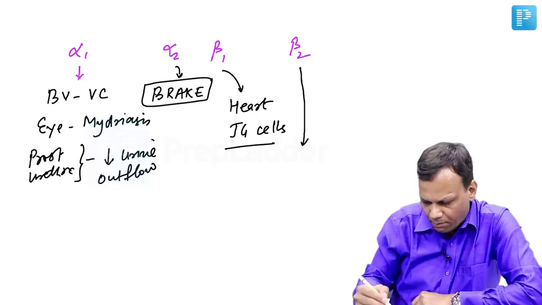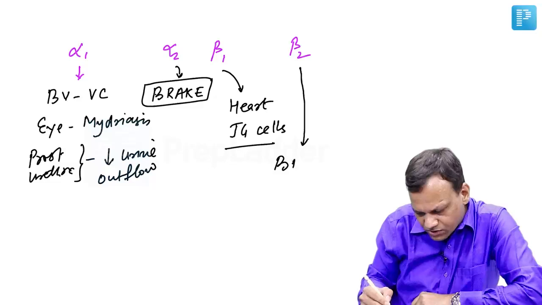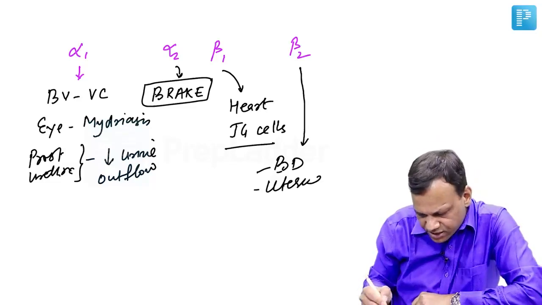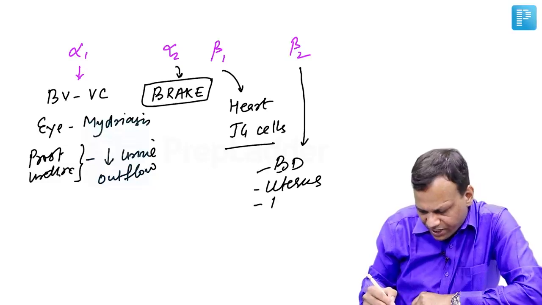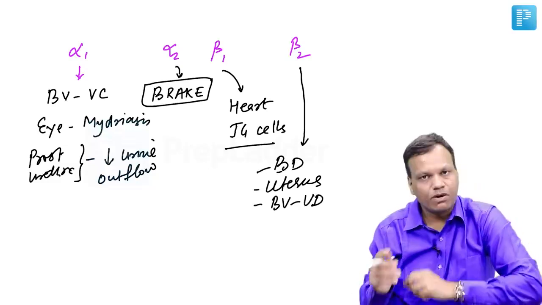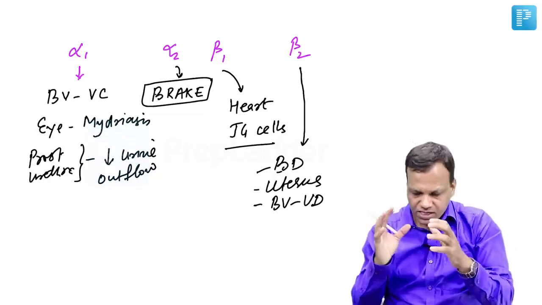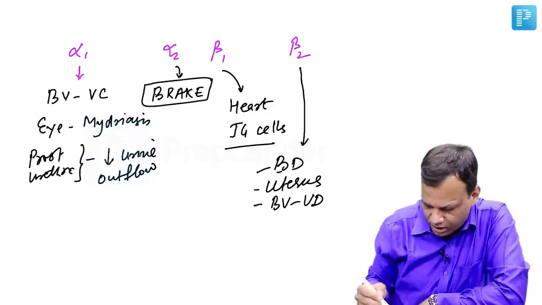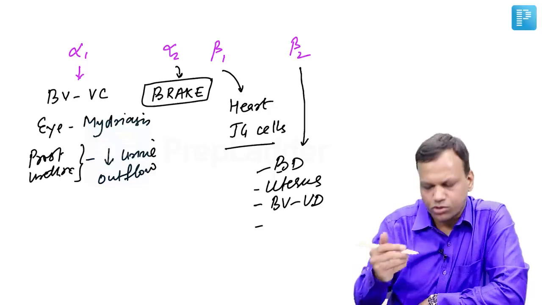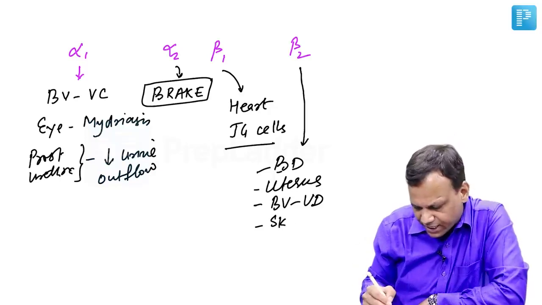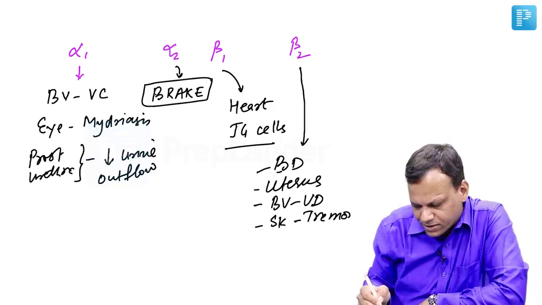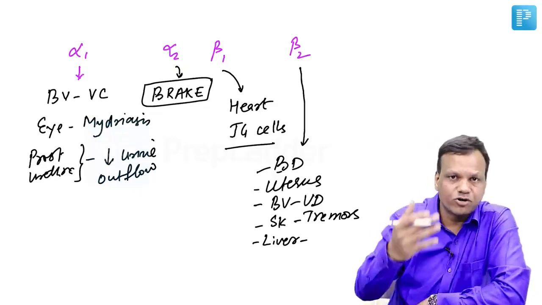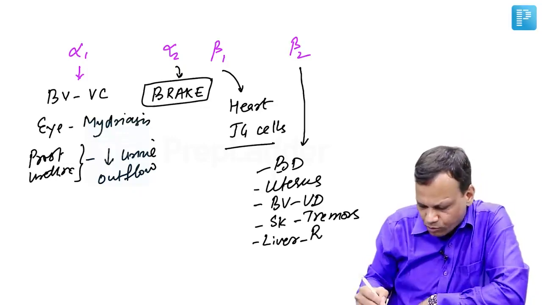The important ones you need to remember: beta 2 is present in the bronchus, which causes bronchodilation. Beta 2 is present in the uterus, which will relax the uterus. It is present in the blood vessels where it causes vasodilation. And remember, it is mainly present in the blood vessels of skeletal muscles and blood vessels of coronaries. So when it stimulates them, bronchodilation and vasodilation will occur. Beta 2 is also present in the skeletal muscles, which can lead to tremors. Beta 2 is also present in the liver. In the liver, it increases the production of blood sugar, so it reverses hypoglycemia.